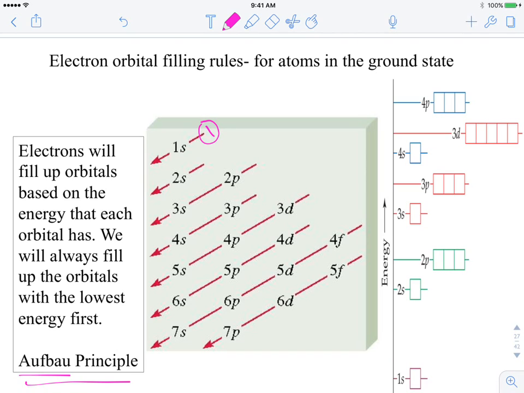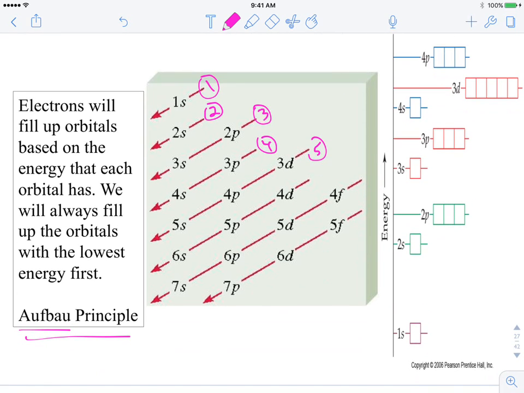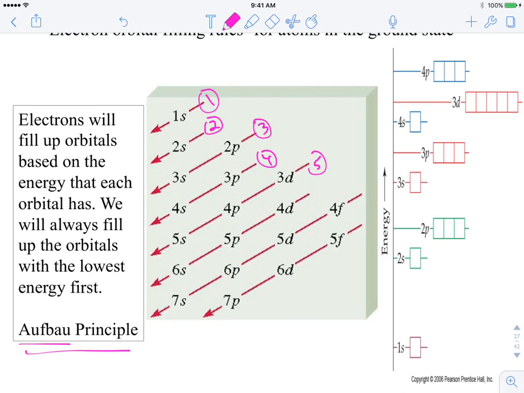After 1s fills up, 2s will fill up. After 2s fills up, 2p and 3s will fill up. After 3s fills up, 3p and 4s fill up. After 4s fills up, we go back to 3d, then 4p, then 5s. We can keep going, but you can see here how the energy relates to this.